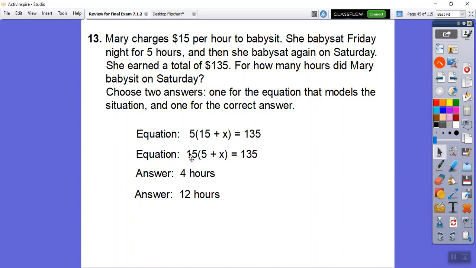So probably distribute the 15. Well, you can think of this: 15 times what number gets me 135? Well, I know 15 times 10 is 150, and this is 15 down from 150, so this is 15 times 9. So this must be 9 altogether in here to get 15 times 9. So x must be 4. That's one way to solve it. There's other ways to solve that, but those are your correct answers on that.